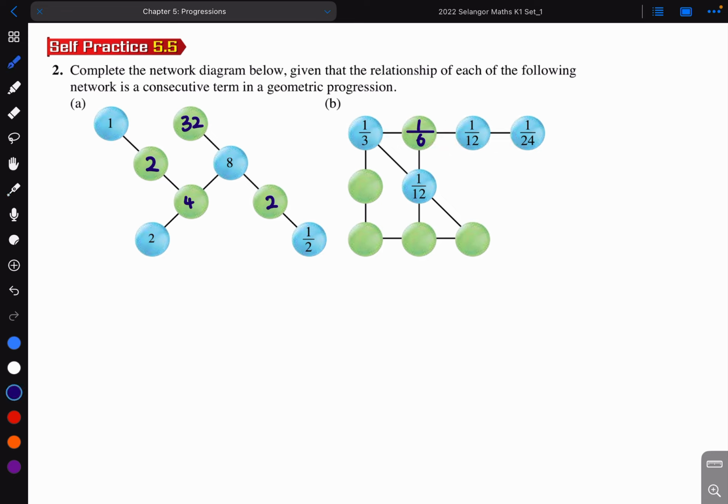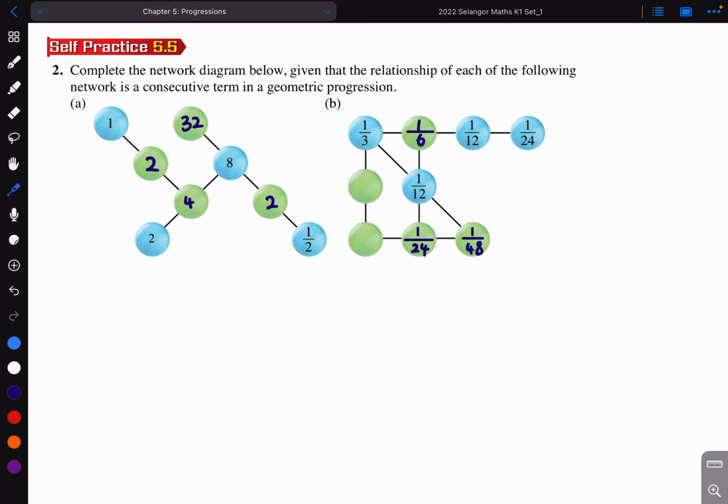Okay. And then here the next one, 3 times 4 becomes 12. So 12 times 4 will be 48. So this will be 1 over 48. Okay. And then 6 times 2 will become 12. So 12 times 2 becomes 24. So 1 over 24.